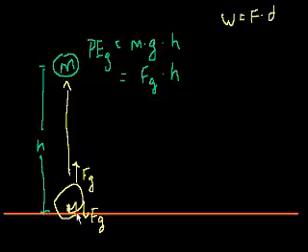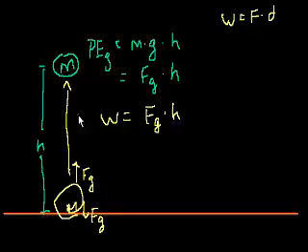Force times distance, and it has to be force in the direction of the distance. So what's the work necessary to get this mass up here? Well, the work is equal to the force of gravity times height. So it's equal to the gravitational potential energy.